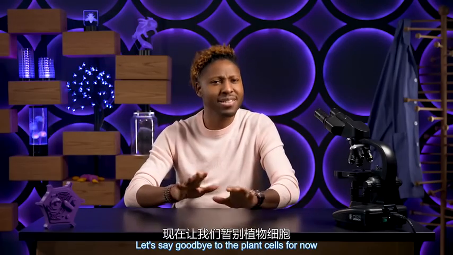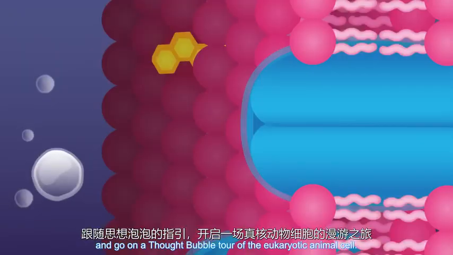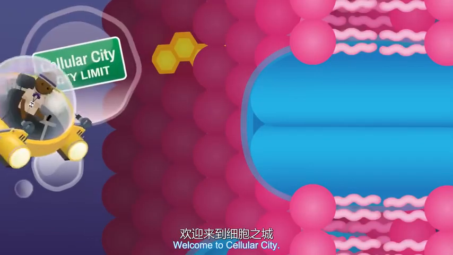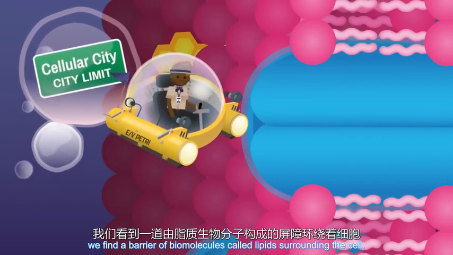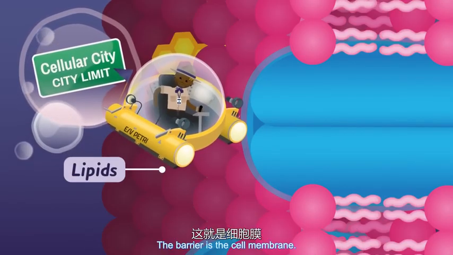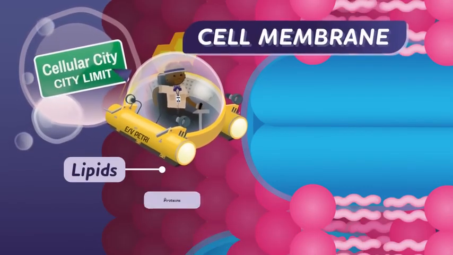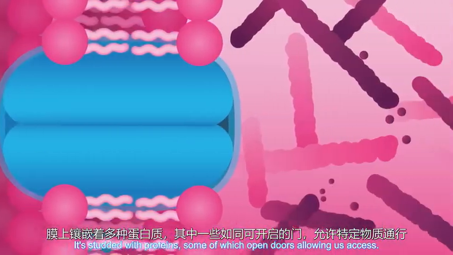Let's say goodbye to the plant cells for now and go on a thought bubble tour of the eukaryotic animal cell. Welcome to Cellular City. Here at the entrance to the city, we find a barrier of biomolecules called lipids surrounding the cell. The barrier is the cell membrane. It's studded with proteins, some of which open doors allowing us access.